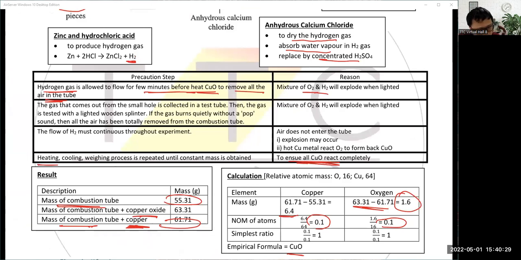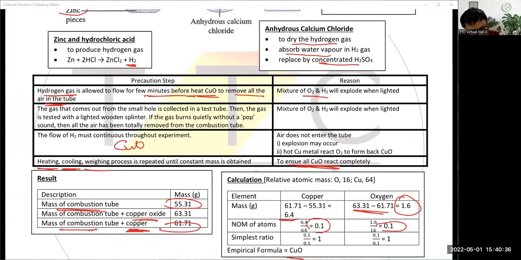Then after that, to ensure the reaction has completely reacted, we will repeat these three processes: heat, cool down, measure the mass. You repeat a few times to make sure all the copper(II) oxide has changed to copper. How do you confirm this? When the mass is fixed, that means it has all changed to copper.